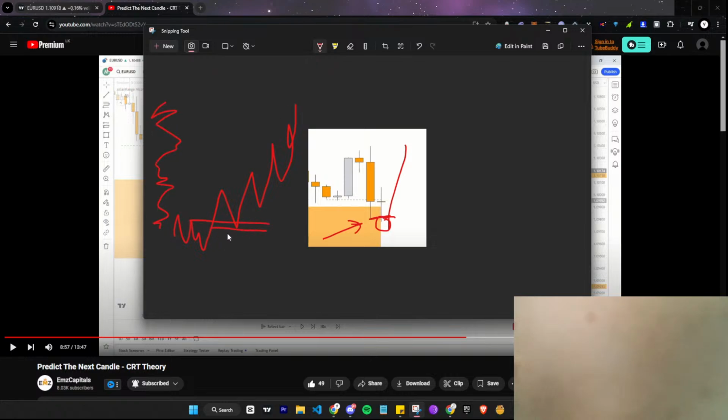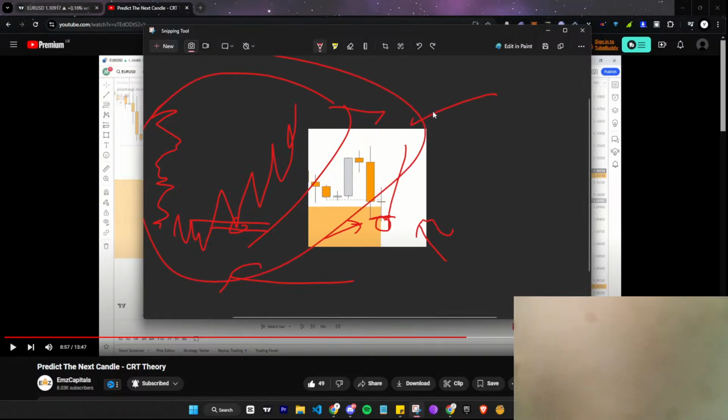Market structure shift, pull back, and then make sure you consider this market maker buy model with context. A higher time frame context needs to align with your bias. That's the whole idea to really make your trades stick. The worst kind of mistake you can make is to only look at market maker models, for example the sell side of the curve, buy side of the curve, market maker buy model. No, don't look at it like that.